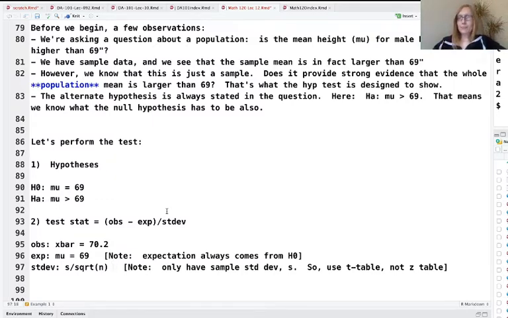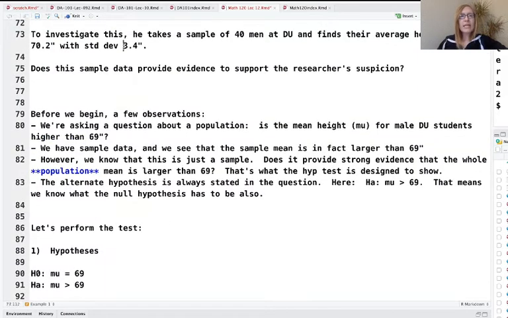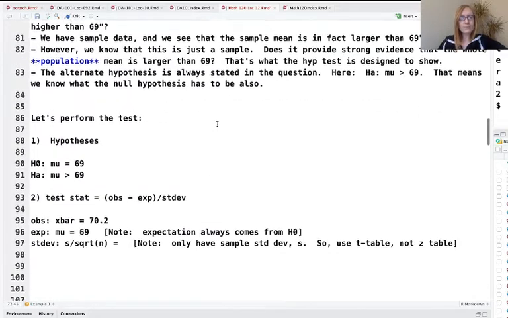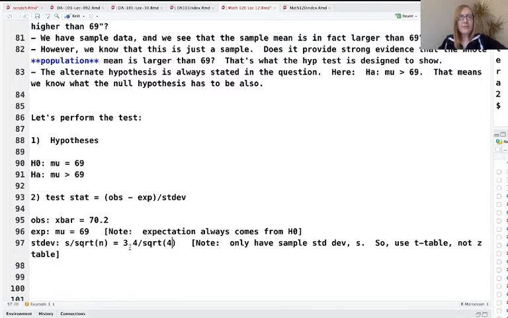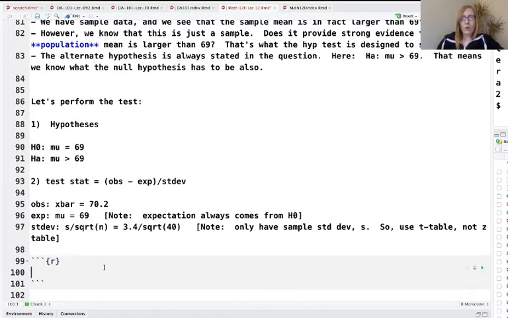If you want a little refresher on how the t-distribution works, go back to the week 10 notes, and take a look at the t-table stuff. We'll practice more in these notes too. Here, for this one, the standard deviation is 3.4, and our sample size is 40. So we've got 3.4 divided by the square root of 40. Cool. That's everything we need.